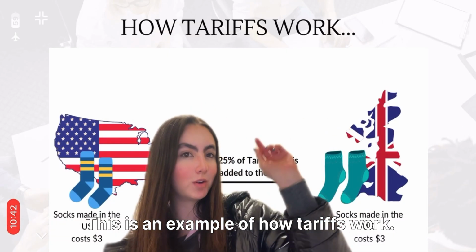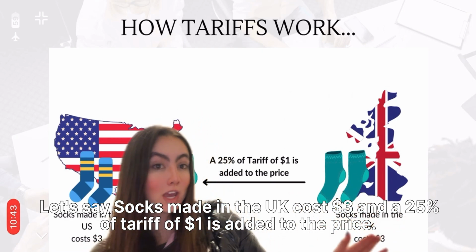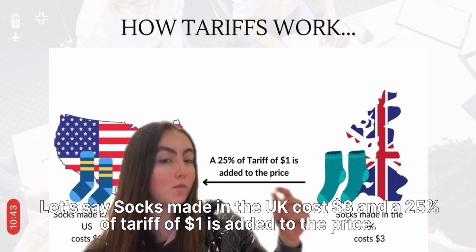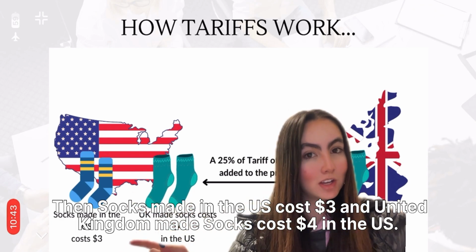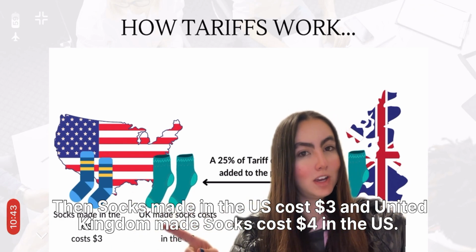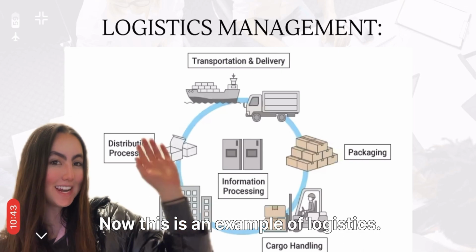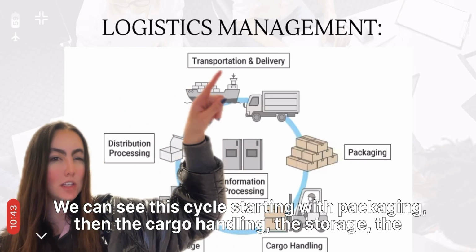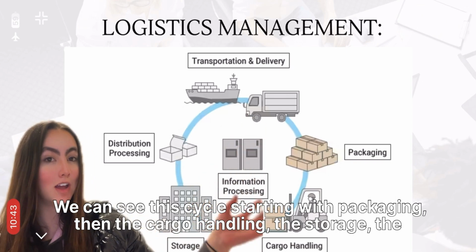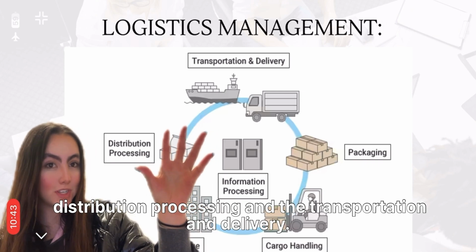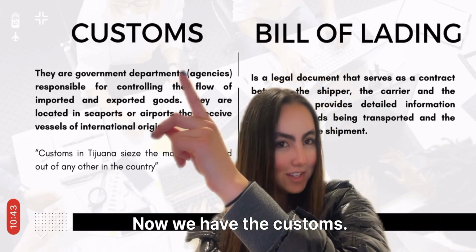This is an example of how tariffs work. Let's say socks made in the UK cost $3 and a 25% tariff of $1 is added to the price. Then socks made in the US cost $3 and United Kingdom made socks cost $4 in the US. Now, this is an example of logistics. We can see this cycle starting with the packaging, then the cargo handling, the storage, the distribution processing, and the transportation and delivery.